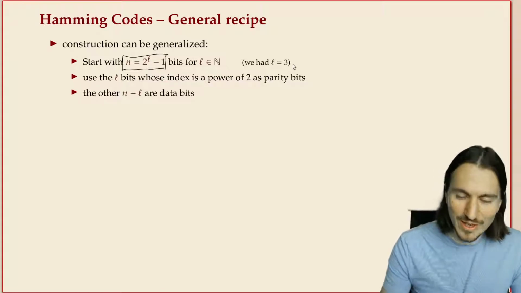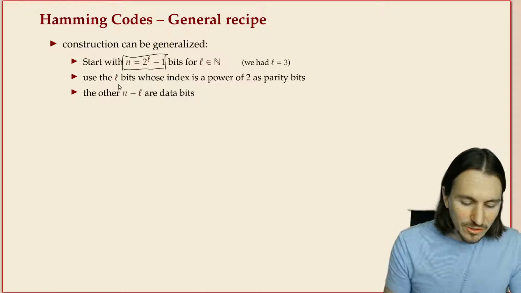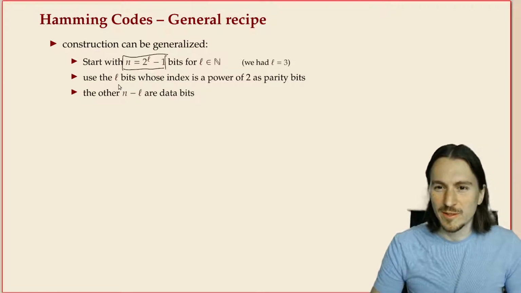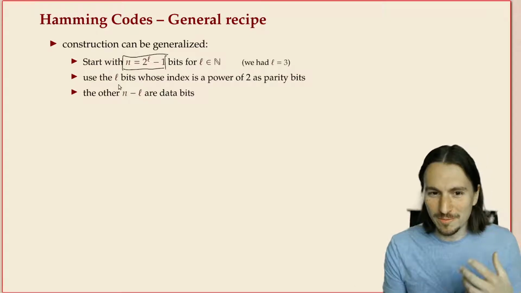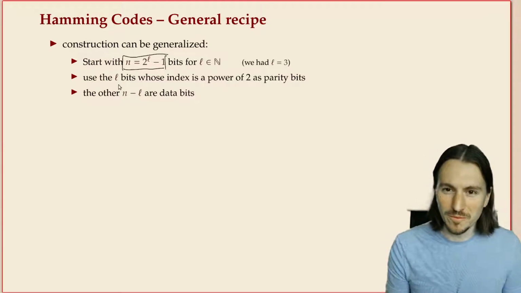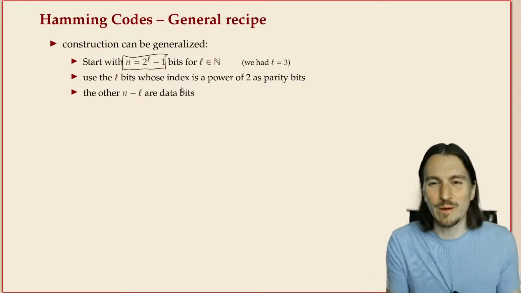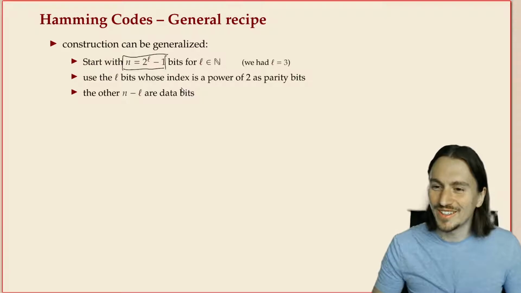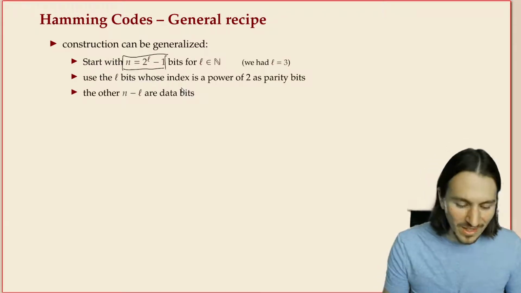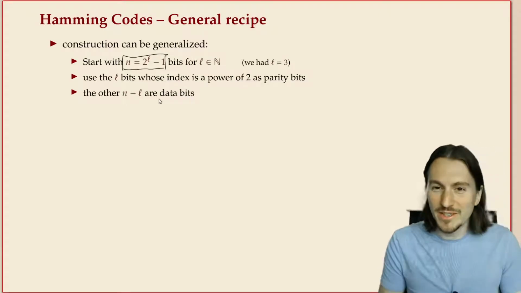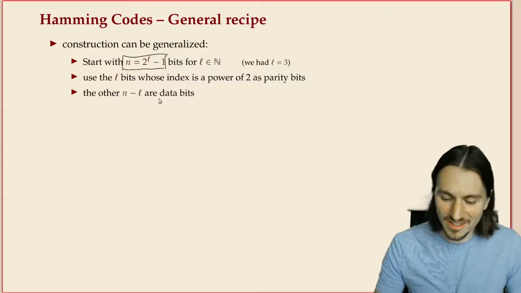So you can choose L. That's a parameter for you to pick. You use the L bits as parity bits, as part of making the checking constraints 0. And you use exactly those that are at a power of 2, because then their binary representation is only a single 1. And so you can define them based on the other bits. And the other bits, well, that's N minus L in the general case, all that you didn't take. And that's pretty much it.